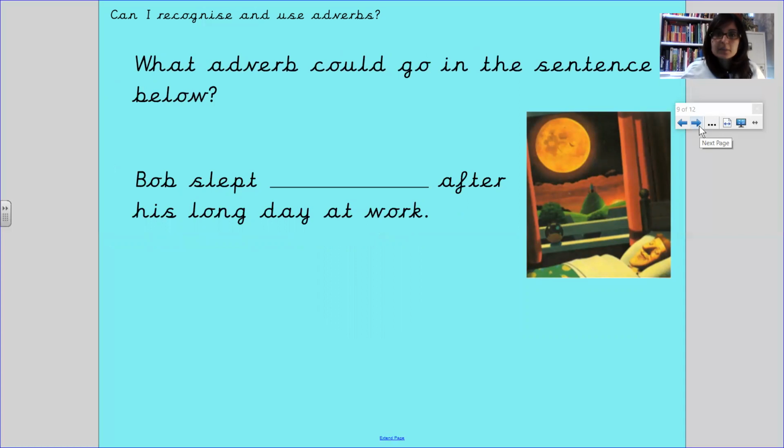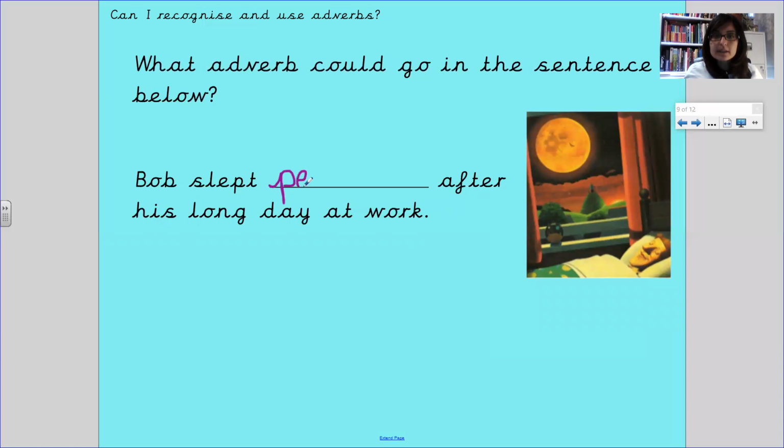Let's put another adverb in here. Bob slept after his long day at work. How was Bob sleeping? Pause the video here to think of an adverb. How was Bob sleeping? I'm going to say Bob slept peacefully.